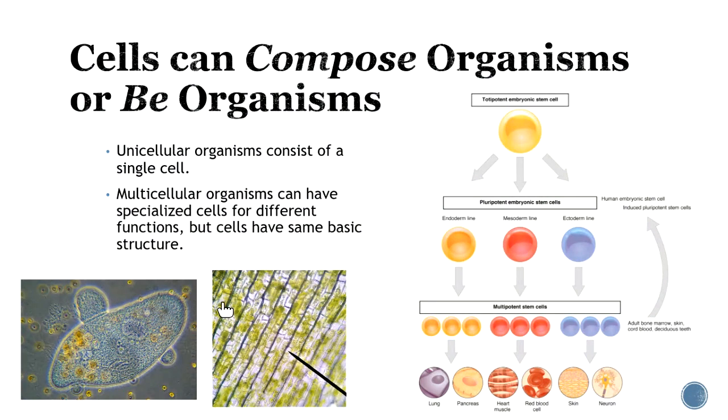Now, what's great about multicellular organisms is they're going to have specialized cells. So they're going to have specific jobs, but they're still going to have the same basic structure. But they might look different too, and we'll talk about why that happens when we get to gene regulation.